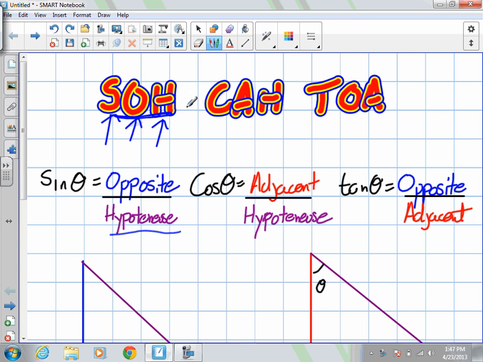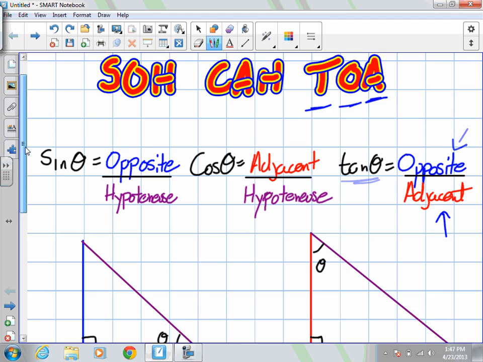This acronym here helps us remember our ratios. The second one we need to remember is cosine theta, which is equal to the adjacent side of the triangle divided by the hypotenuse, which is our CAH: cosine, adjacent, hypotenuse. And finally, TOA: tangent is equal to opposite over adjacent, so tangent, opposite, adjacent.